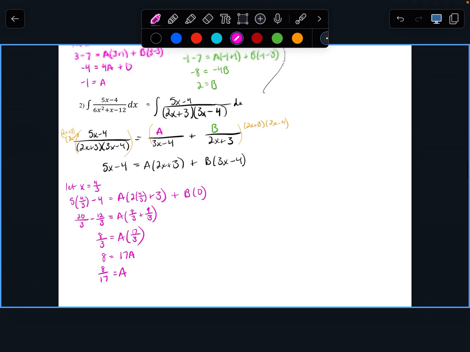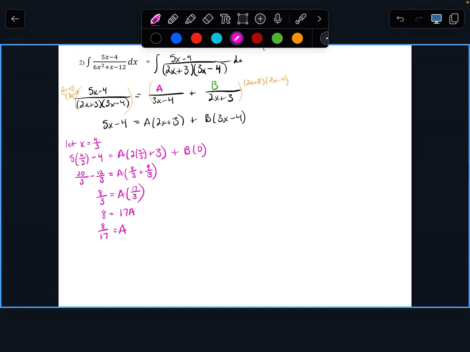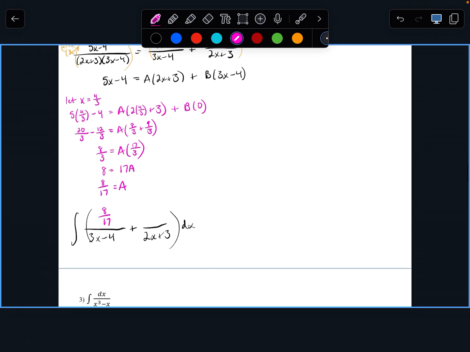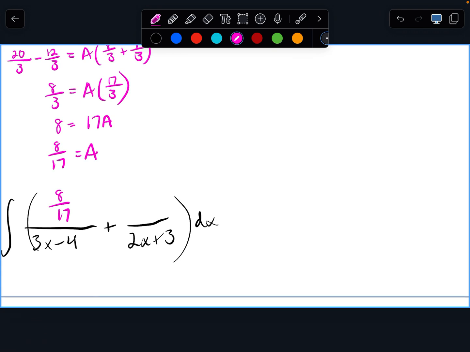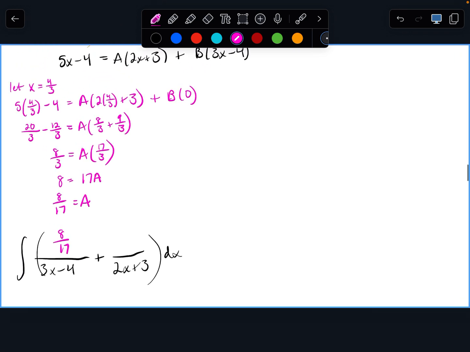Okay. So again, going back to the goal here is to rewrite the integral into this (3x minus 4) plus (2x plus 3) dx thing. That's the goal. I got the A, and it's ugly and yuck. But it's fine. It'll be easy to integrate. Okay, so now you're going to do B.